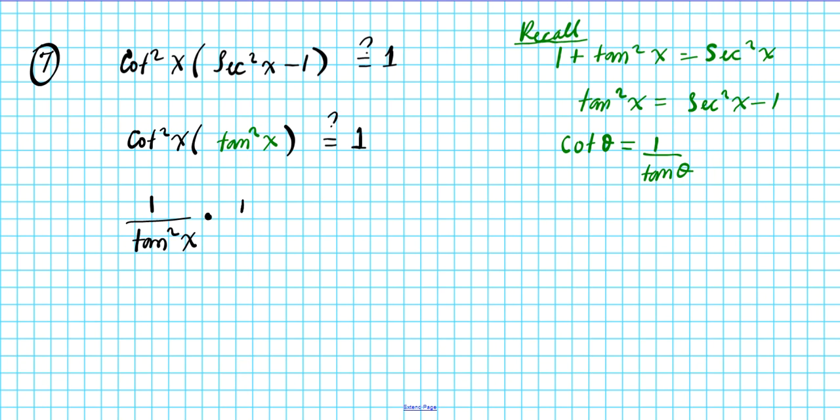So it's 1 over tan square x times tan square x. Is it equal to 1? We can divide out the tan square x's. 1 times 1 is 1. Is 1 equal to 1? It certainly is. So we've been able to show that the original identity is in fact correct.